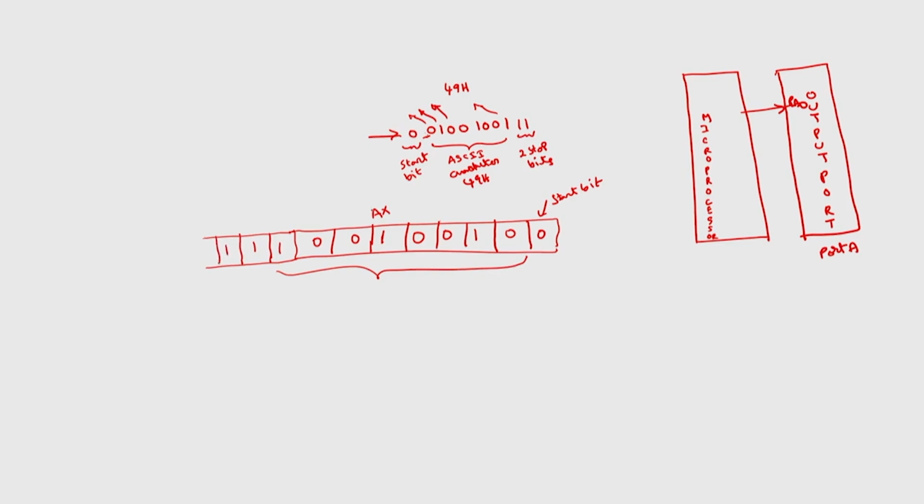I want to take this into AX, a 16 bit register. Total we have 11 bits only, the remaining 5 I will take as do not cares. I will assume them as zeros, 0 0 0 0 0. Up to here this is the character. These two are stop bits. This is the character, 49H. This is the start bit and these two are stop bits.